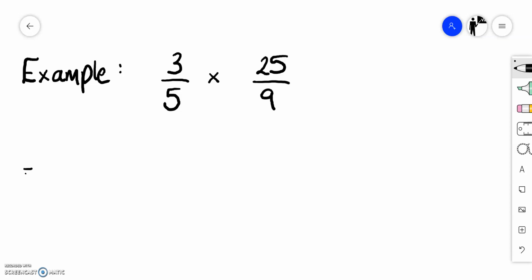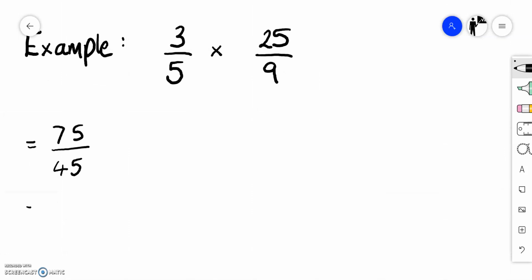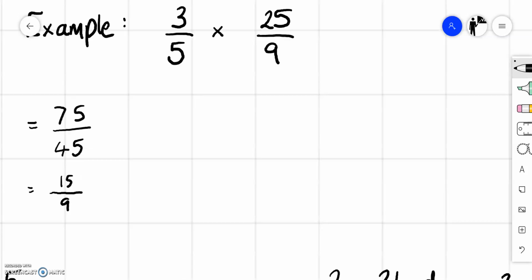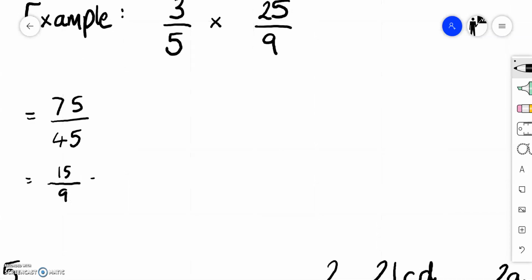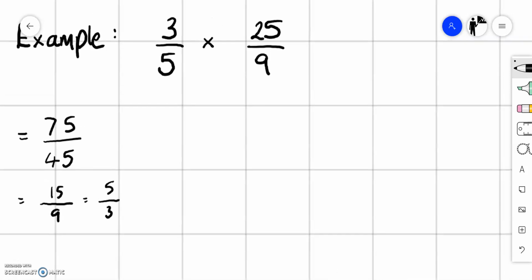You've got two strategies for when you do this. I'm going to do them both. The first strategy is you can multiply the numerators, multiply the denominators, and then simplify if possible. So 5 goes into that 9 times, and 5 goes into that 15 times. And I can simplify that a bit further because 3 goes into that 3 times and 3 goes into that 5 times. So my answer is 5/3.